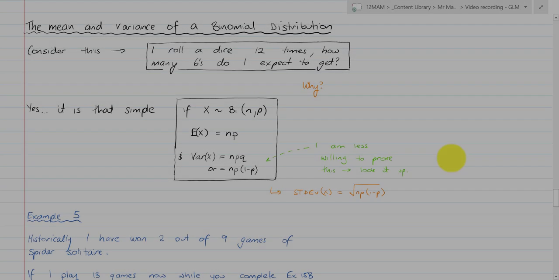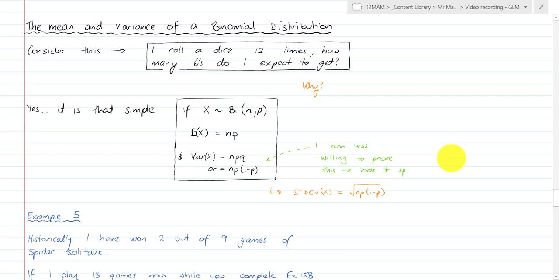Well, welcome back, and let's talk a little bit about mean and variance of a binomial distribution. These calculations are mathematically fairly easy, but it can be a bit tricky to understand why, and at the moment it doesn't matter too much as we move forward. So consider this. I roll a dice 12 times.